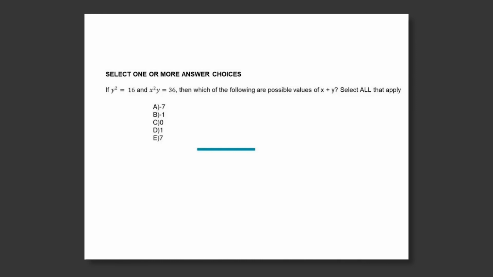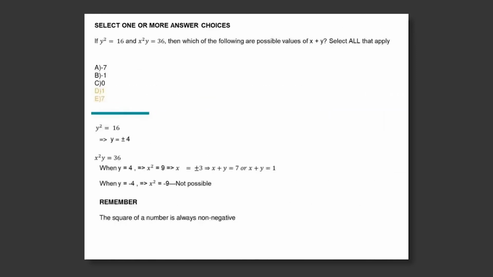Okay, time up. Only Rati seems to have got the right answer. The answer is option E and D. Let's see how. D and E are the correct answers. Let's see what has gone wrong for most of you.